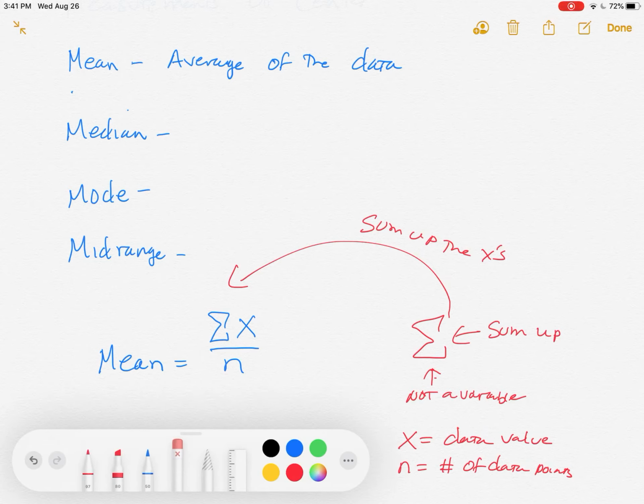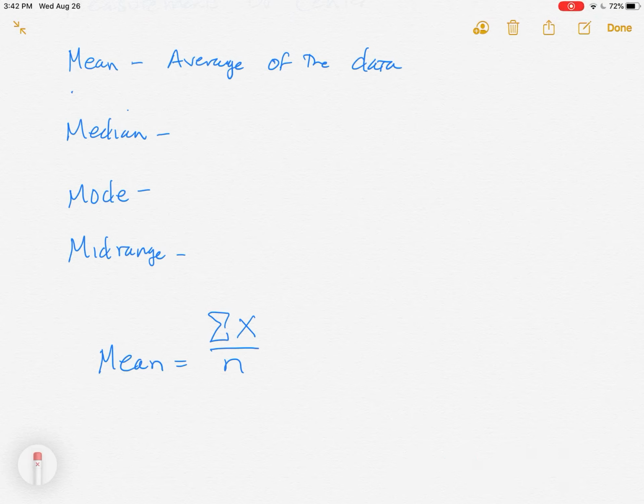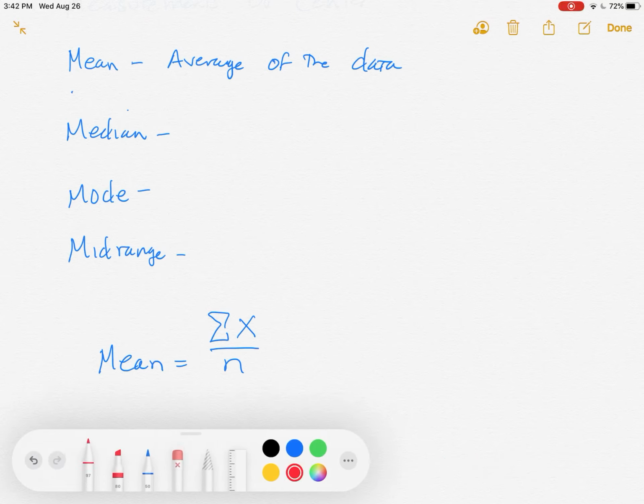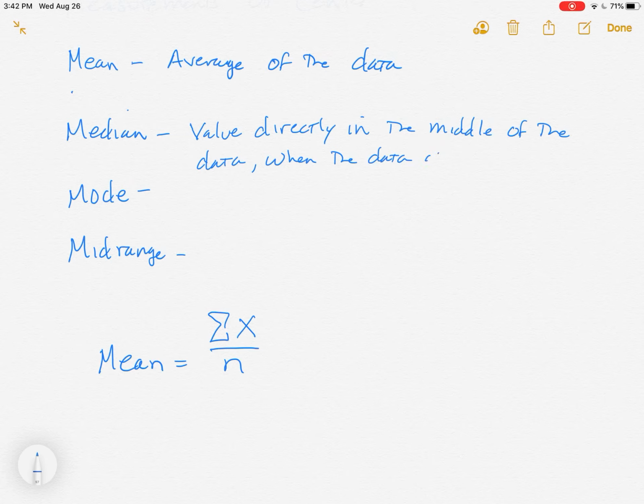Let me get rid of some of this so we have some room in here. You can always go back in the video to capture that. The median. The median is the value directly in the middle of the data when the data is arranged from low to high.